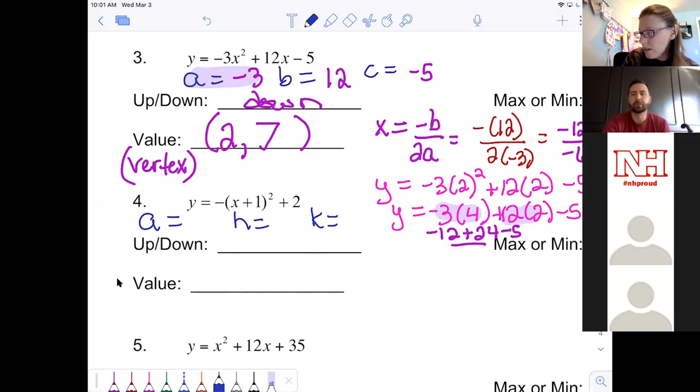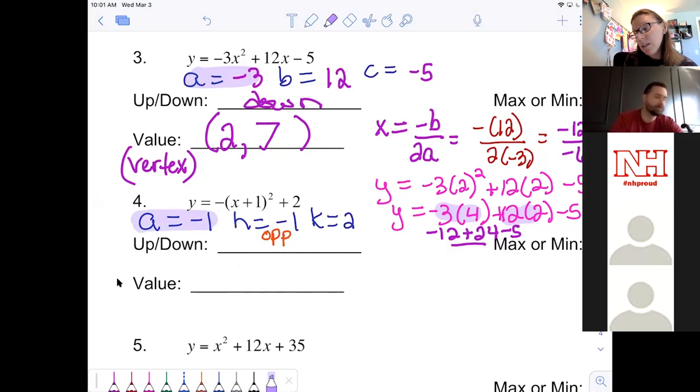So the A is -1, the H is -1, and the K is 2. And again, as Mr. King said, remember you're taking the opposite for H. So Emma, if you look at the A value here, it's -1. Does that mean our graph is going to go up or the graph is going to go down, Emma, when it's negative?